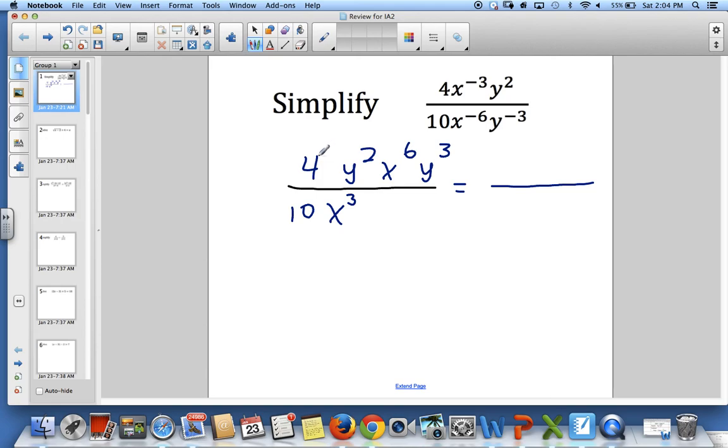So what I'm going to do is reduce 4 over 10 to be 2 over 5. And now x's, there's 6 x's on top and 3 on the bottom, so there's extras on top. In fact, there's 3 extras on top, so x to the third. And then y's, there's 2 y's and 3 y's all on top, so combined to be 5 y's, or y to the fifth, and then that's the final answer we're looking for here.